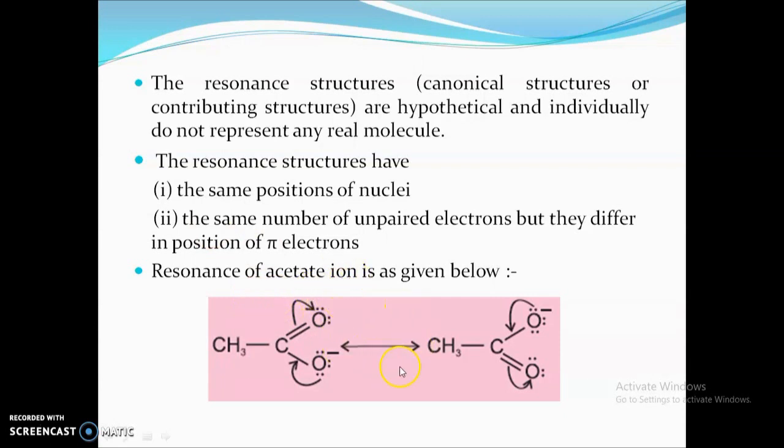Here we are giving the example of resonating structures of acetate ion, which is formed by removal of a proton from carboxylic acid. In this acetate ion, the negative charge or pair of electrons is shifted over here and pi electrons are shifted over here. As a result, the single bond is converted into a double bond, this double bond here is converted into a single bond, and a negative charge is developed over here.